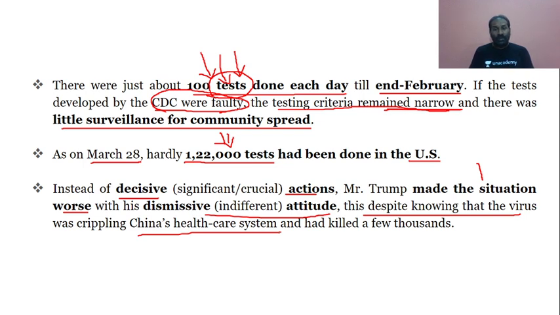And then the country which is called the superpower, the most developed, and economically a developed country in the world. But look at the kind of preparedness, look at the dismissive attitude it has shown, in spite of knowing that China's healthcare system was totally shackled because of the coronavirus or COVID-19, and because of that thousands have died.